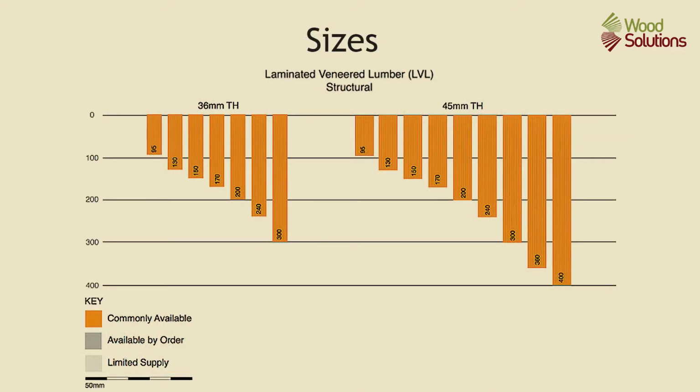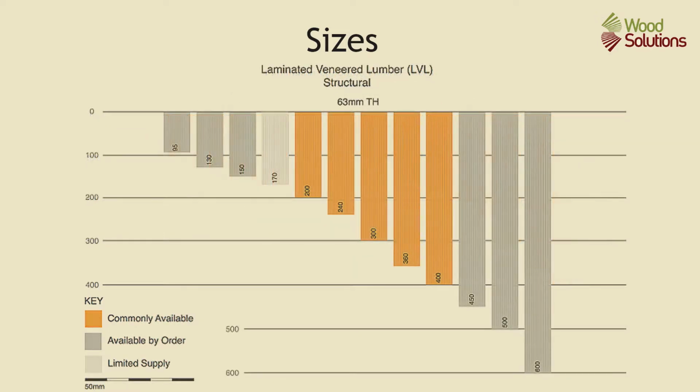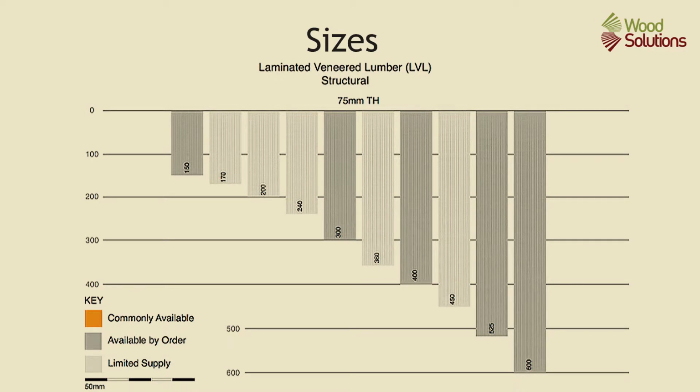LVL panels are manufactured in thicknesses of 36, 45, 63 and 75 millimeters. They are produced in continuous panels up to 1.2 meters wide. It is then resawn into market widths. Available widths for 36 and 45 millimeter material are from 95 up to 300 and 400 millimeters. Common widths for 63mm material are between 200 and 400mm, but can extend up to 600mm. Widths for 75mm material can extend up to 600mm, with material mainly available by order.